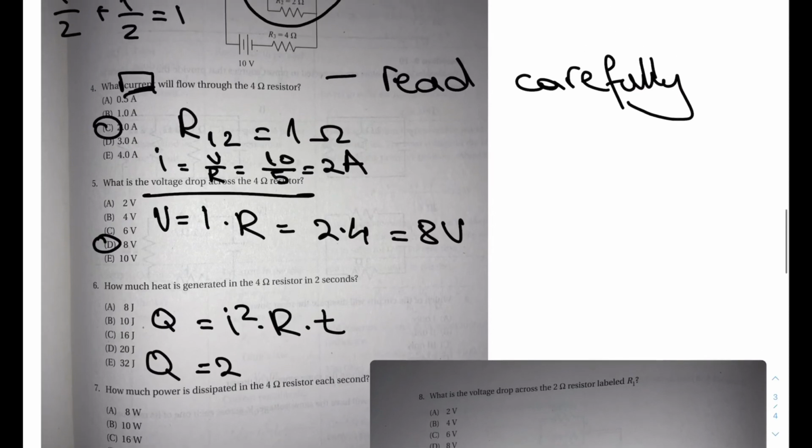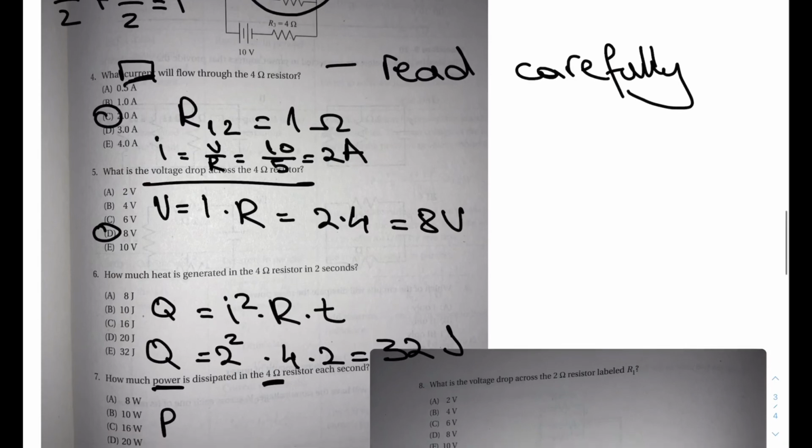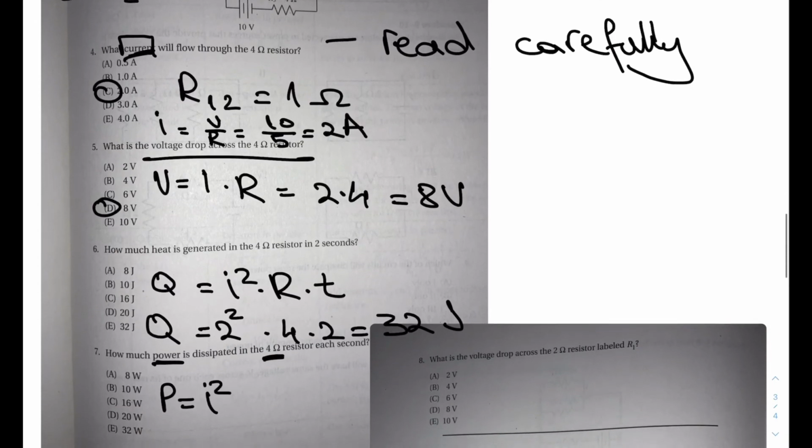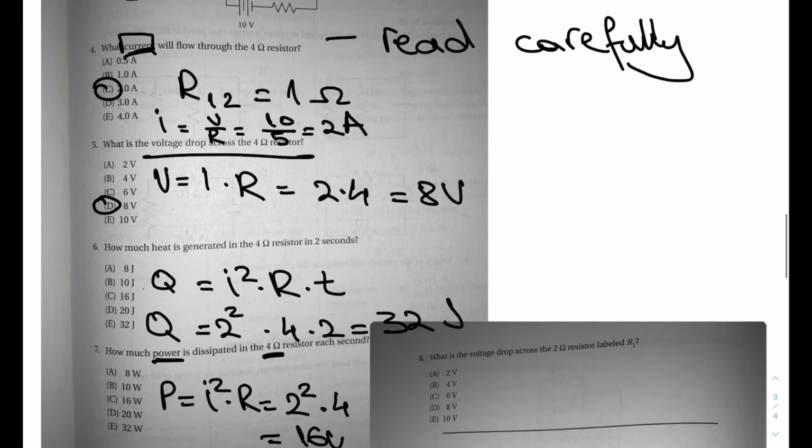How much heat is generated in the 4 ohm resistor in 2 seconds? So we know this formula. Heat equals I squared times R times T. Q equals 2 squared times 4 times 2, which is 32 joules. All right, now let's go to the next question. How much power is dissipated in the 4 ohm resistor each second? So power equals I squared times R. So this one will be equal to 2 squared times 4, which is 16 watts, okay?